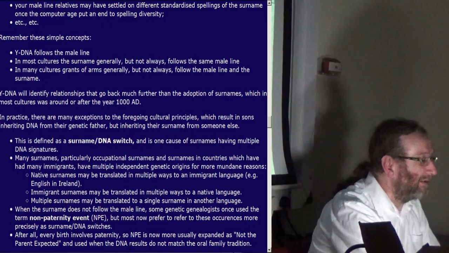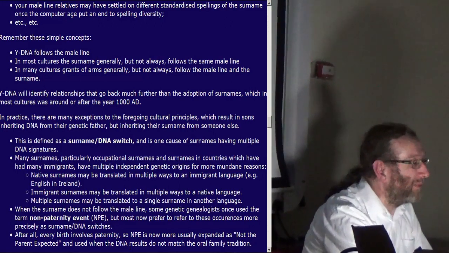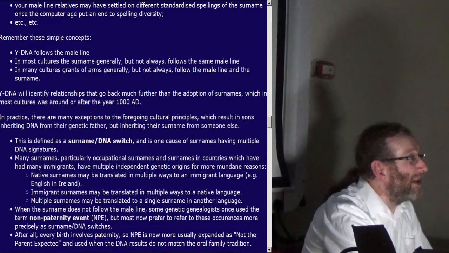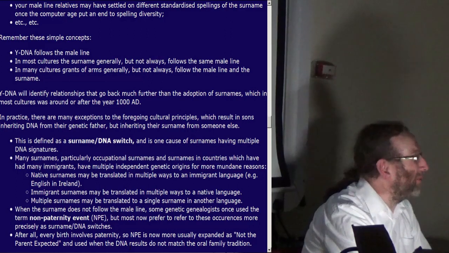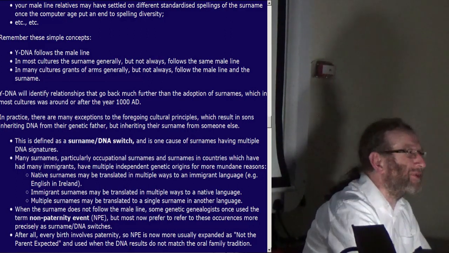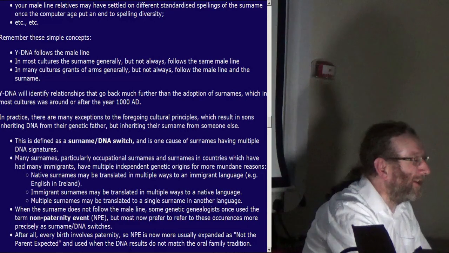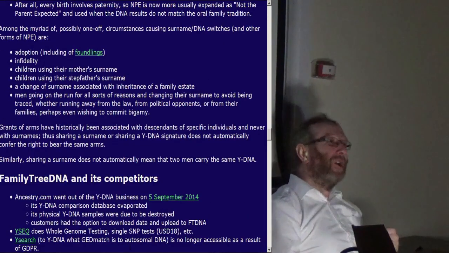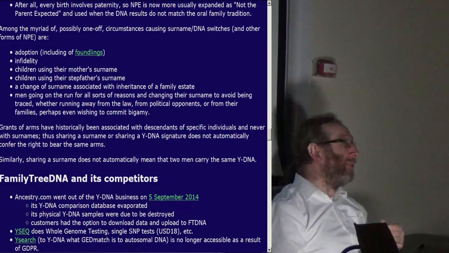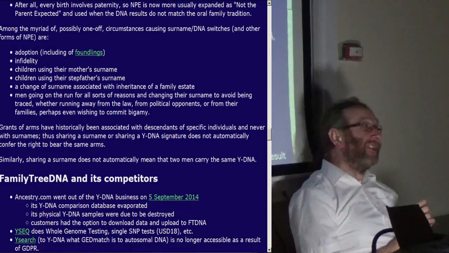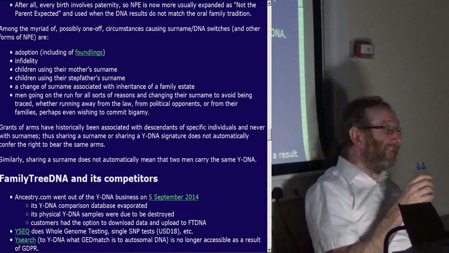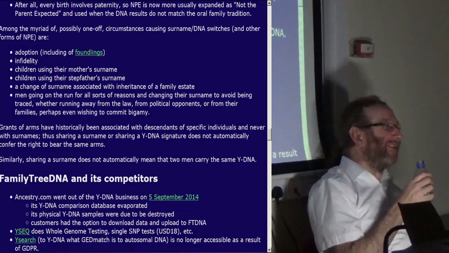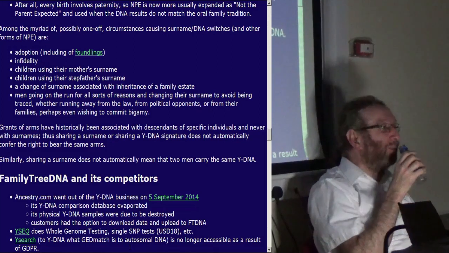Anyway, that is more or less repeating what I said before. The surname DNA switch used to be described as an NPE, and that was short for non-paternity event, and then people realised that doesn't make sense. There's always paternity when there's a child born, so now they talk about not the parent expected. But surname DNA switch is a much more accurate way of describing what happens when the Y chromosome doesn't descend in the same line as the surname, or more precisely when the surname doesn't descend in the same line as the Y chromosome.